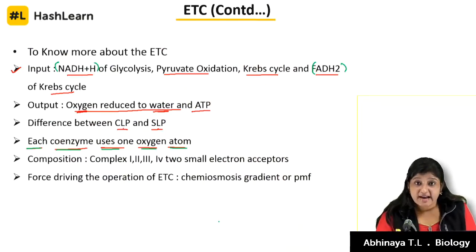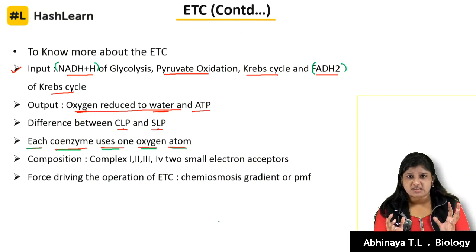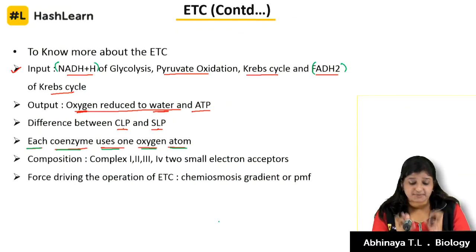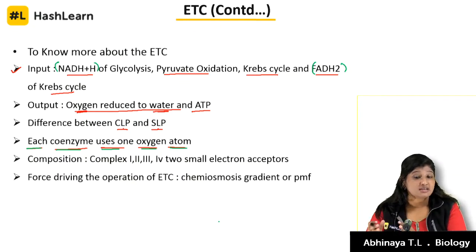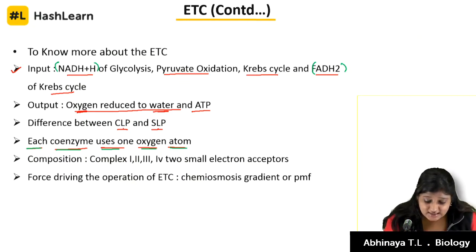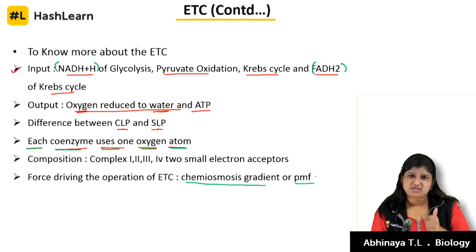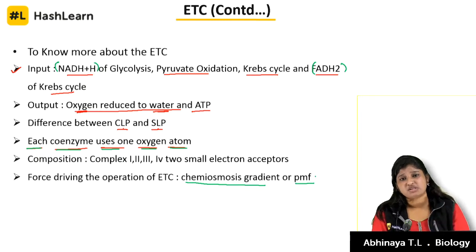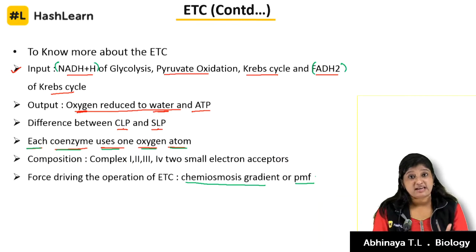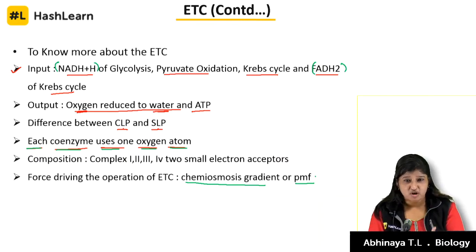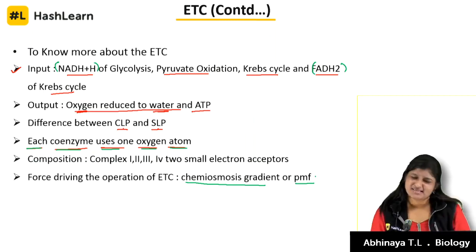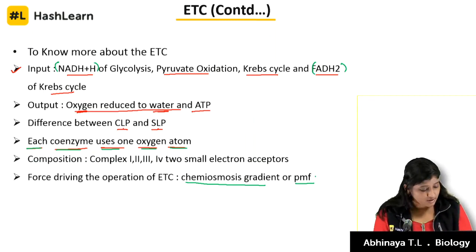Then the force which is driving the ETC, like in a cookery class: in cooking, what is driving cooking is our natural gas. So in the ETC, what is driving it is our chemiosmotic gradient or proton motive force. You must have studied this in your photosynthesis class when your faculty taught you about non-cyclic photophosphorylation. They should have talked about how proton motive force is driving ATP synthesis. The same principle applies here.